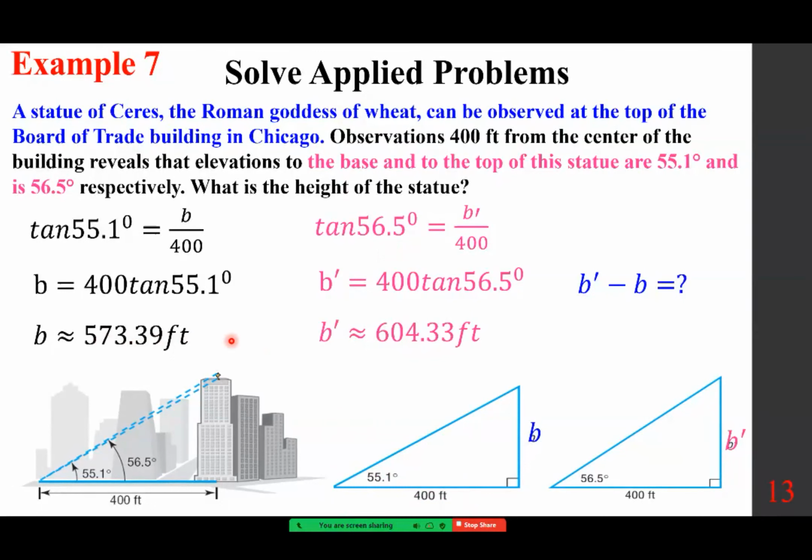So the difference between these two numbers, B prime minus B, that means 604.33 minus 573.39. The difference between the two, which is 30.94 feet, is the height of the statue. So the height of the statue, B prime minus B, is 30.94, almost 31 feet.